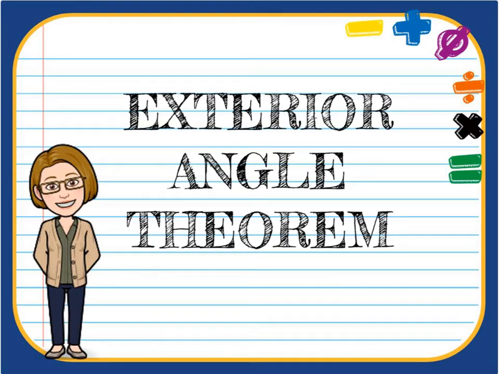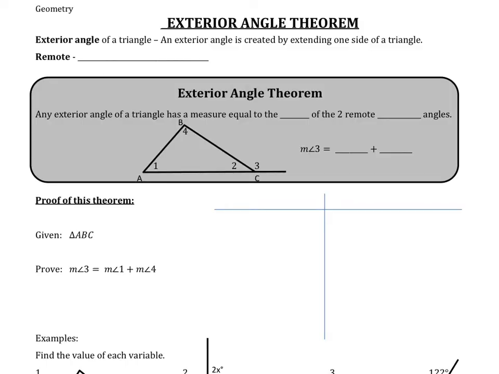We're going to take a look at something called the exterior angle theorem. So first we want to talk about what is an exterior angle. An exterior angle is when we extend one side of a triangle. So if I have a triangle, when I extend one side, it creates an exterior angle. And when we're using the word remote, we're talking about something that's far away.